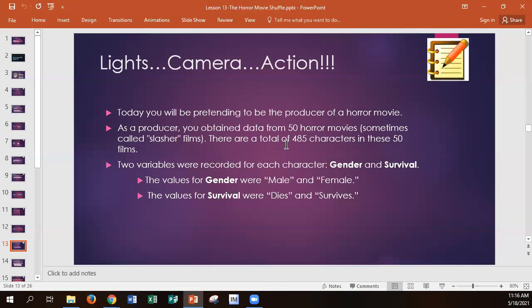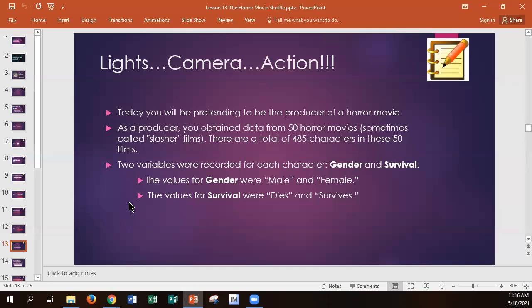There are a total of 485 characters in these 50 films. We're not just talking about main characters, right? We're talking about characters in general, like all the characters. So there are a total of 485 characters in these 50 films.